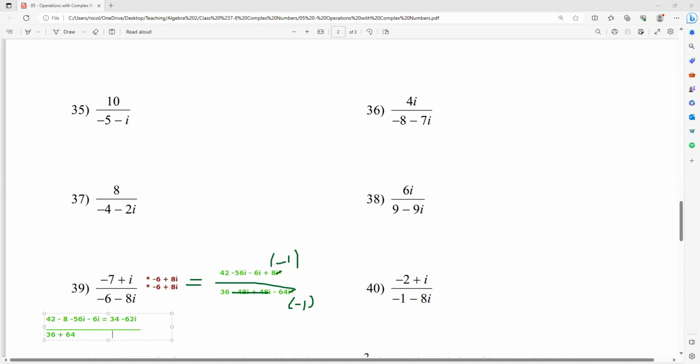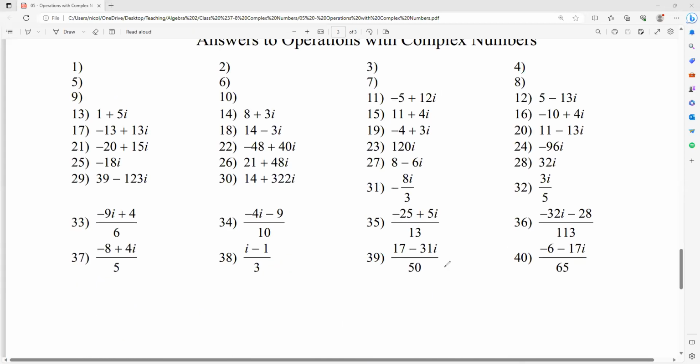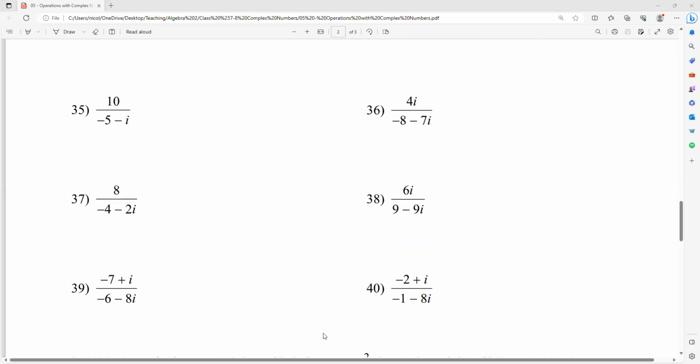And so then we need to simplify this. We can divide everything by 2. And we will then get 17, and this is going to be 50. 17, negative 62 over 100 is going to get me negative 31i. So we're going to get 17 minus 31i over 50. And that's the answer for that one. Very simple. Once you know how to multiply, dividing complex numbers is pretty simple.